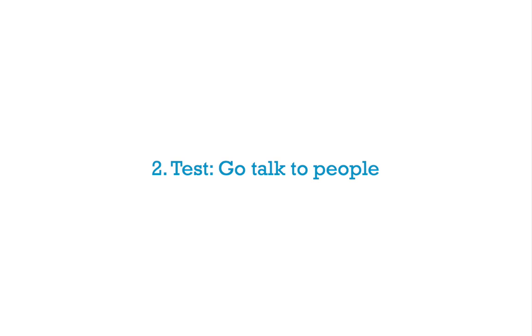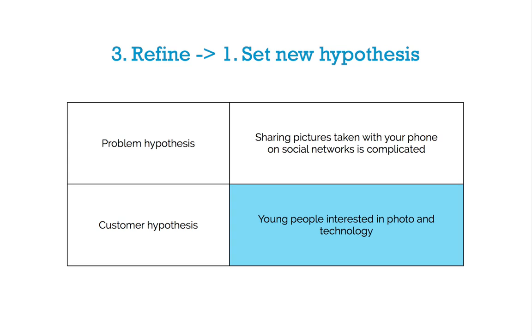Maybe this problem exists, but for another category of people, or maybe these people have a stronger pain than the one we had identified. In our conversations, we could have learned that college and high school students don't really care about sharing pictures on social networks with their phones. They just want to take funny pictures and send them to their friends without having to fear that these pictures get out of hand. This could be a great pivot towards something we could call Snapchat. But let's say that's not what happened.